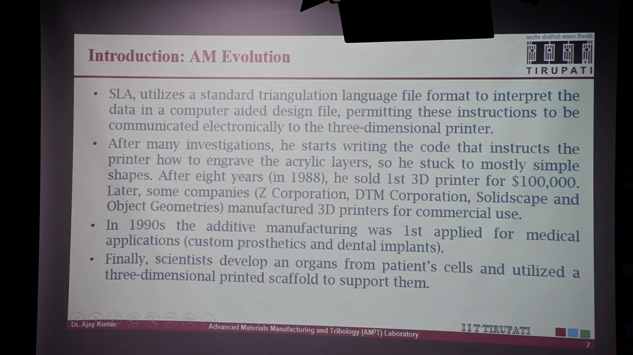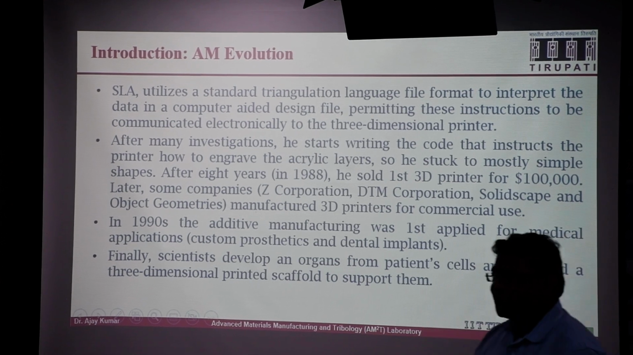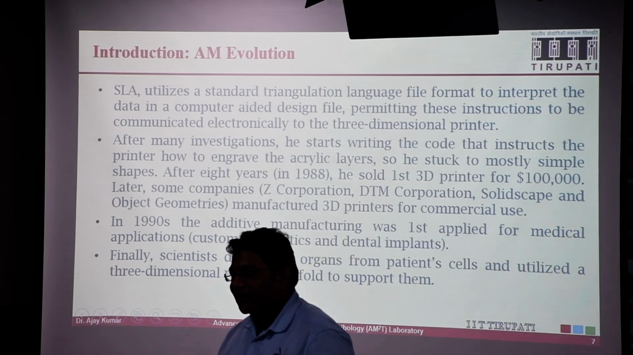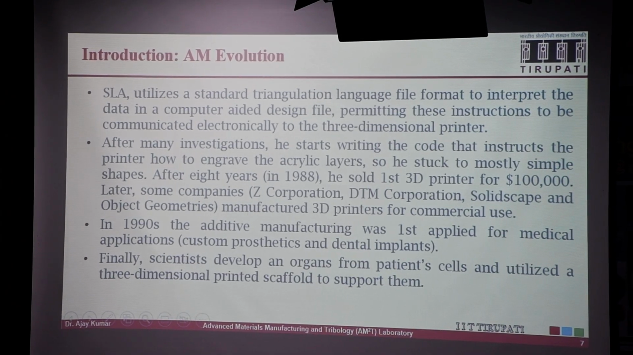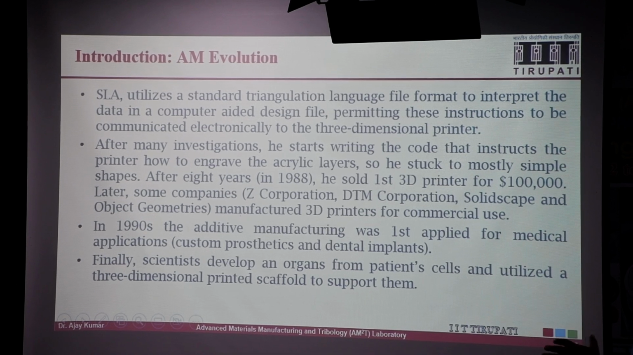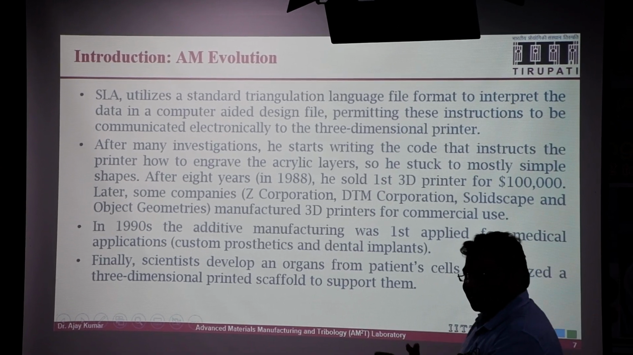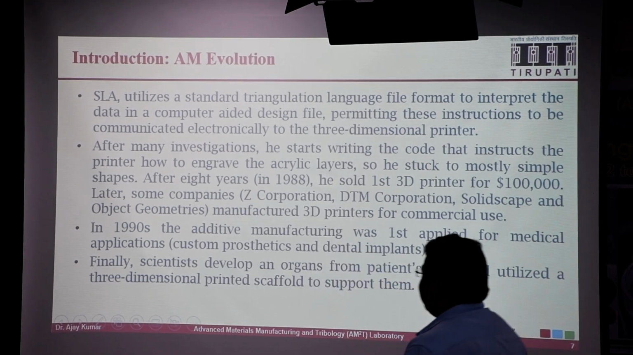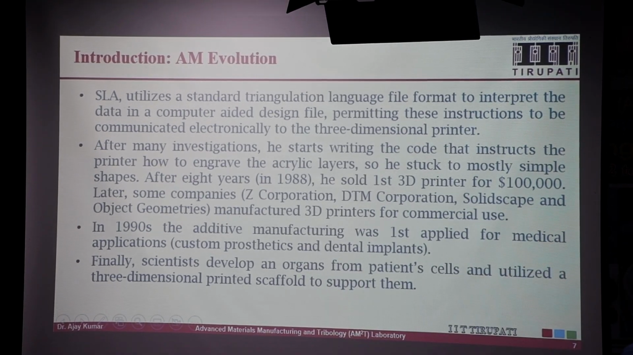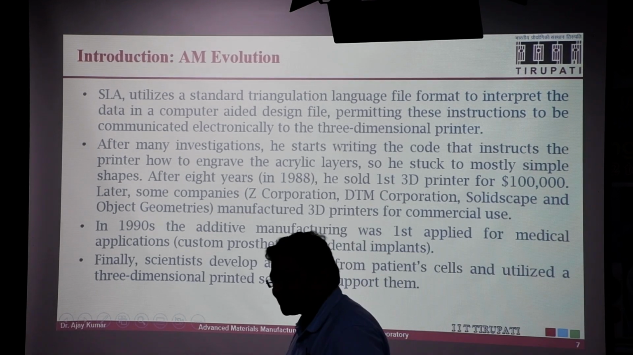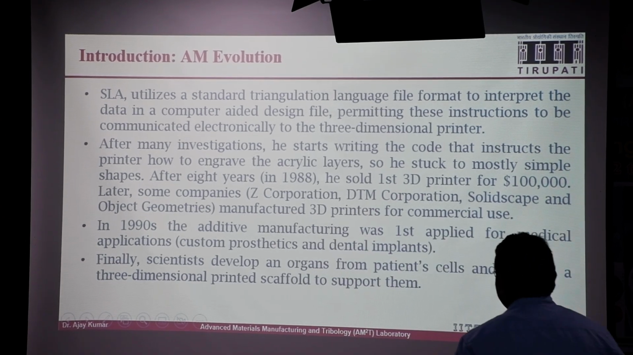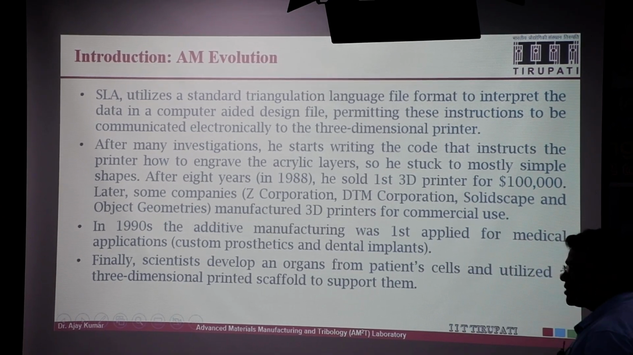Later, companies like Jet Corporation, DTM Corporation, SolidScape, and Object Geometries manufactured similar machines for commercial use. Today also we are buying similar types of machines from such companies. He took 8 years to convert that idea into a product. And in the 1990s, additive manufacturing was first applied for medical applications. This is also an important point for your exam. In the 1990s, AM was applied for the first time for medical applications.